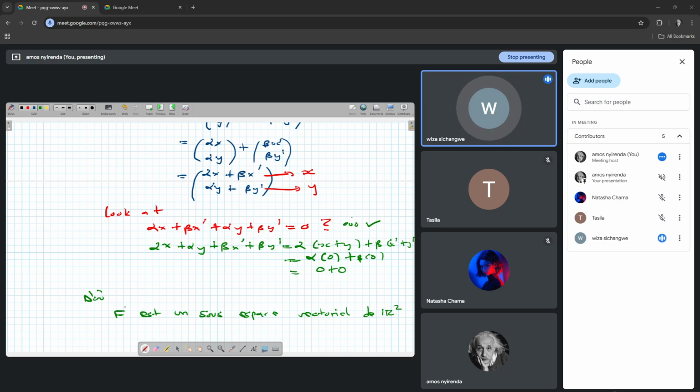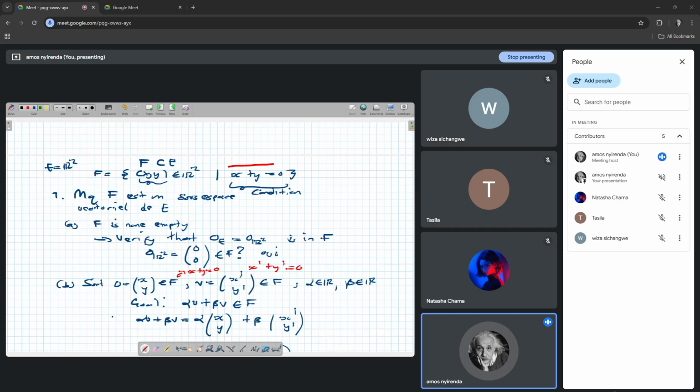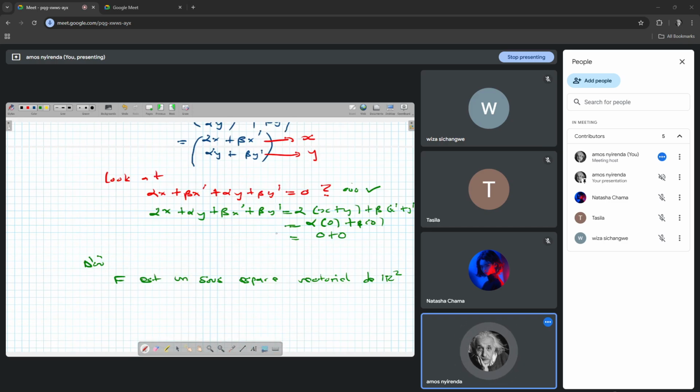It is an espace vectoriel. Then what is your justification? Okay, my justification is if F is a sous-espace vectoriel, then it is an espace vectoriel. Très bien, très bien. So that is the case. If F is a sous-espace vectoriel, then automatically it is going to be an espace vectoriel.